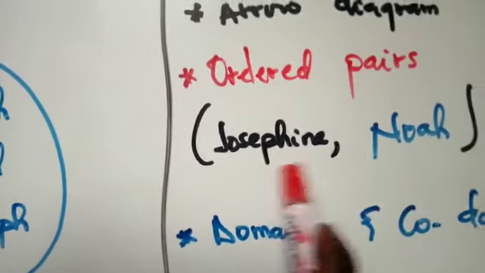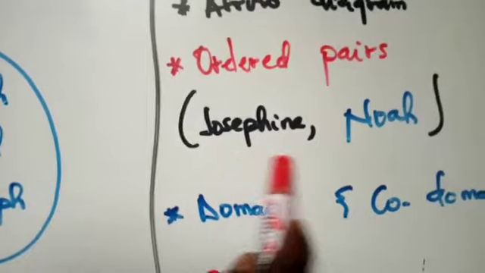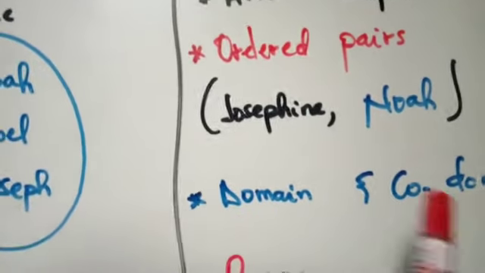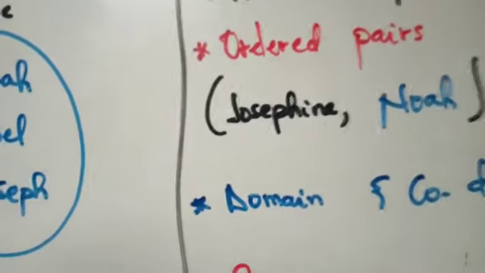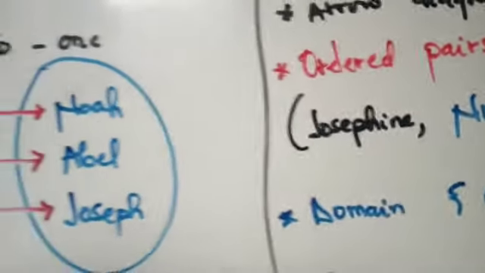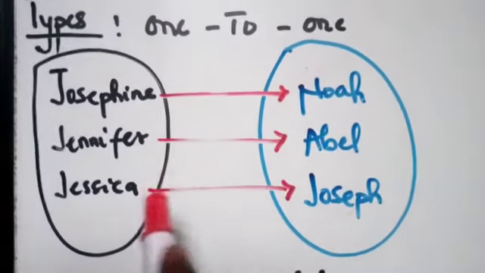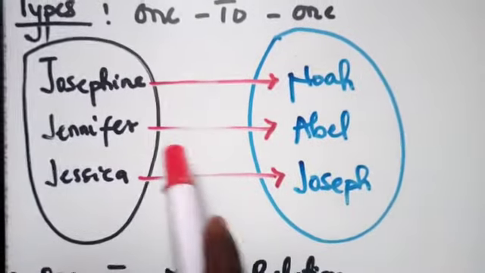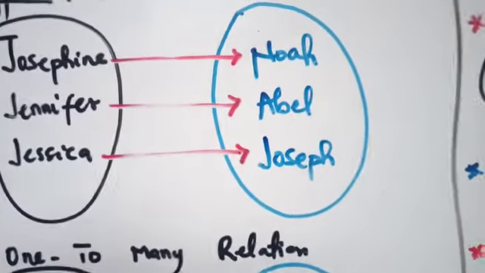That is Josephine, Noah. This is what we call an ordered pair. The two of you are moving together, which shows that there's a connection between the two of you, right? So you may list some of the ordered pairs from the diagram over here. This is an arrow diagram, so I listed one, then maybe you can go on and list the others. List some of the ordered pairs down below.